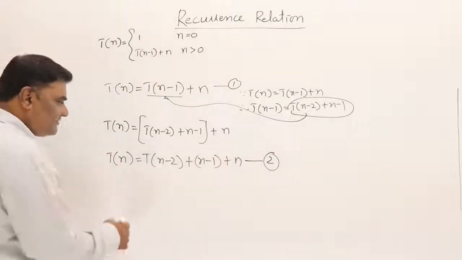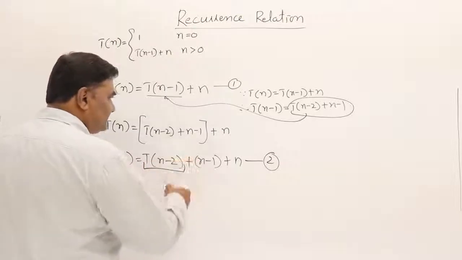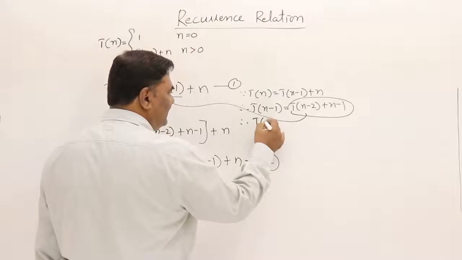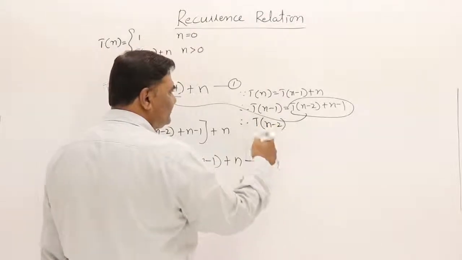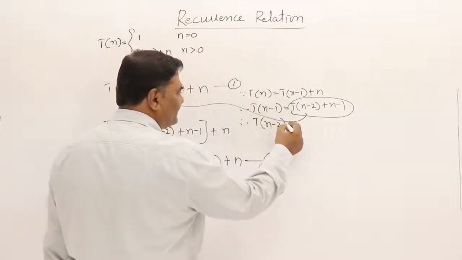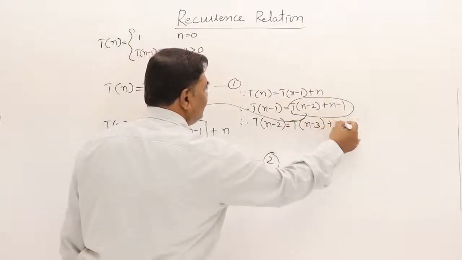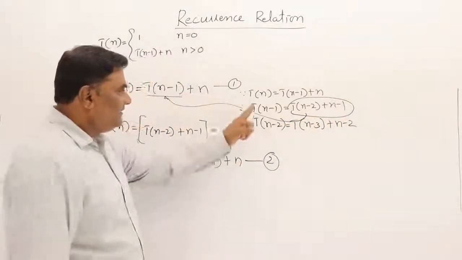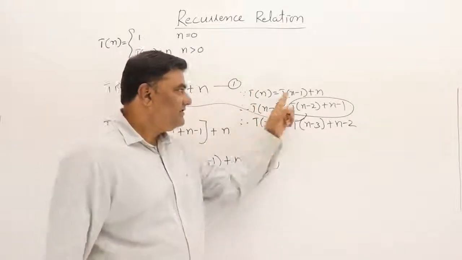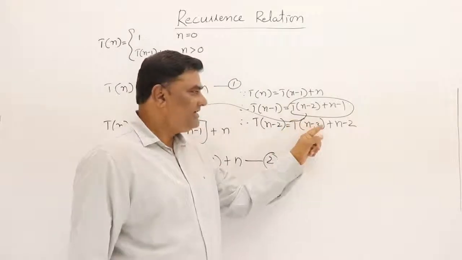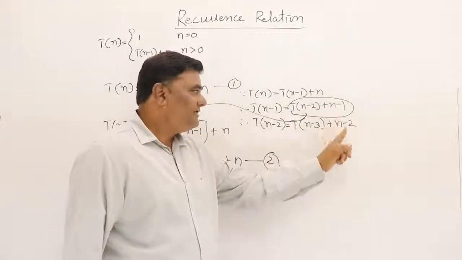Now further I will substitute. I need to know the value of this. So here only I will continue. So what if I write n as n minus 2? Instead of n, if I write n minus 2, then this will be Tn minus 3 plus n minus 2. Instead of n minus 1, it is n minus 2 minus 1. So n minus 3 and this n minus 2 directly.